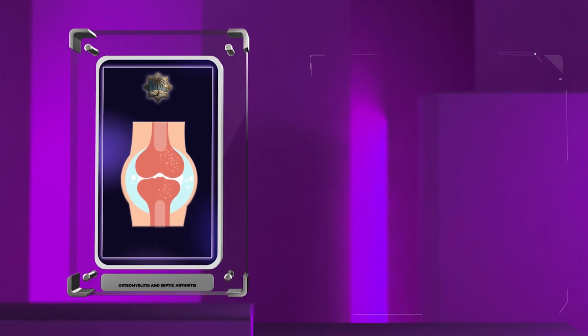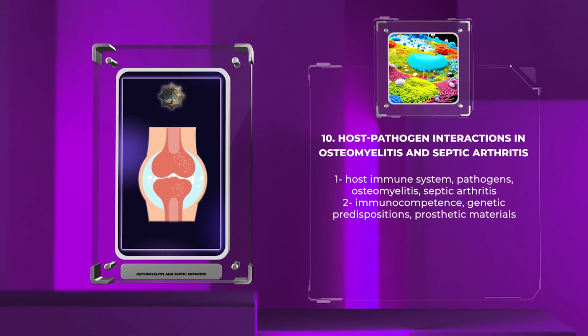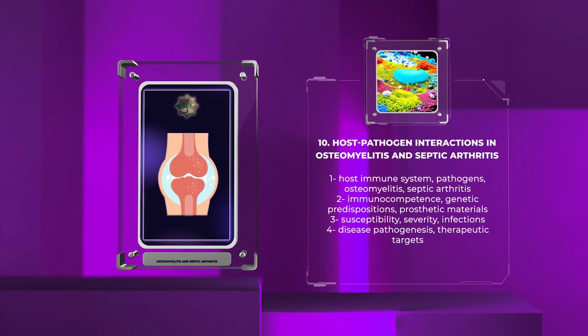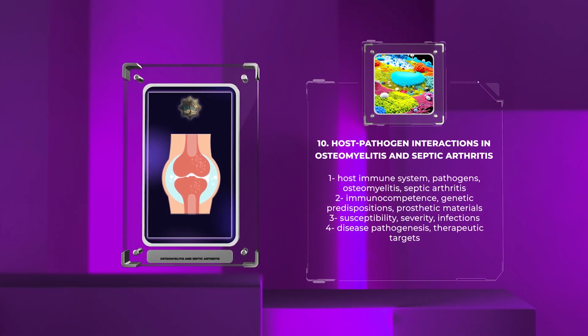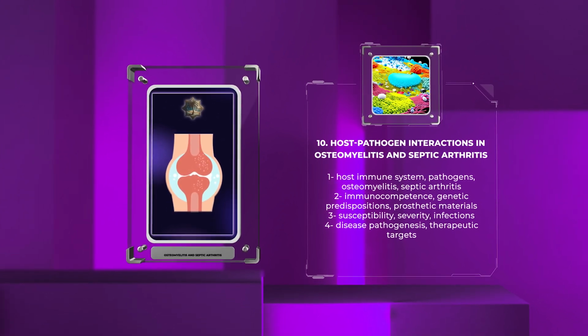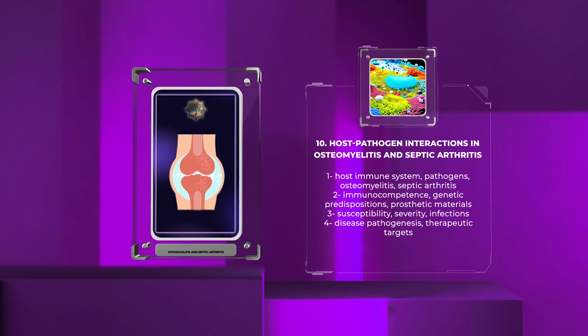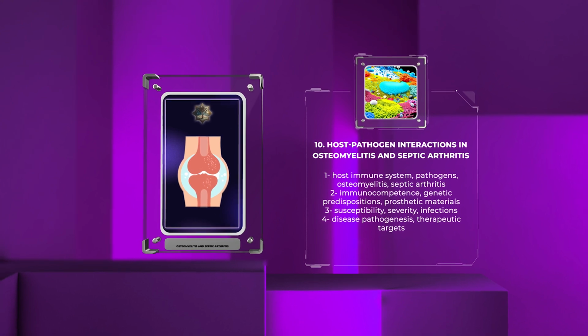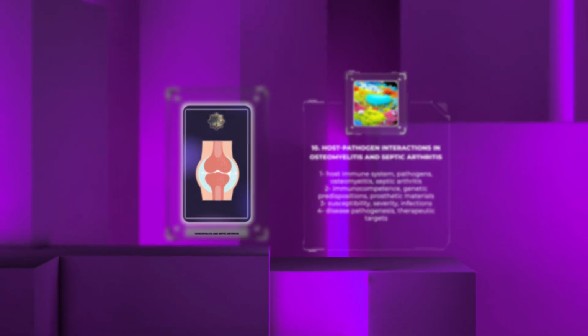The interaction between the host immune system and pathogens plays a critical role in the development and progression of osteomyelitis and septic arthritis. Host factors such as immunocompetence, genetic predispositions, and the presence of prosthetic materials can affect the susceptibility and severity of these infections. Elucidating these interactions enhances our understanding of disease pathogenesis and informs potential therapeutic targets.